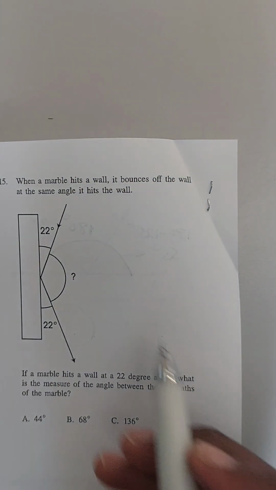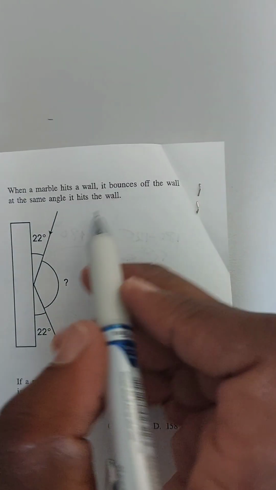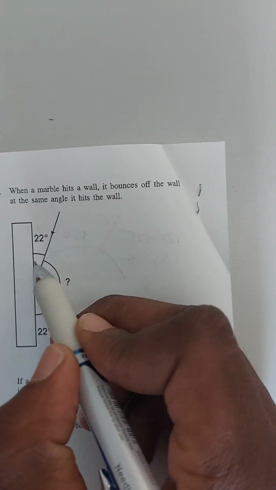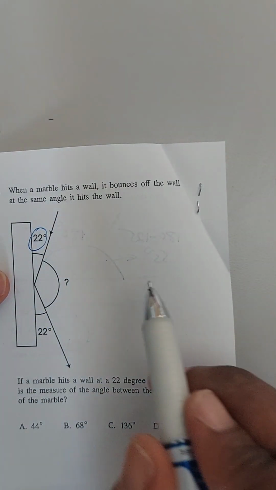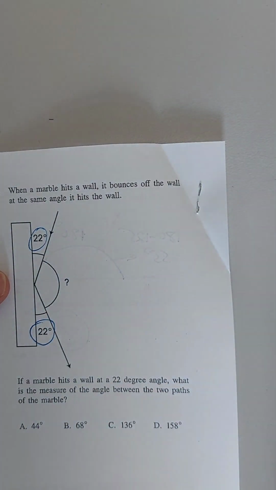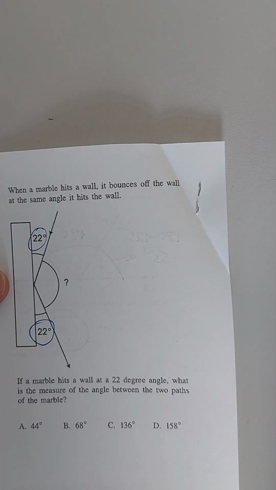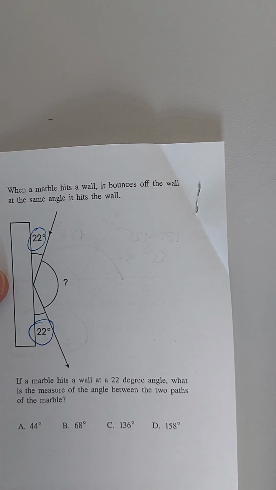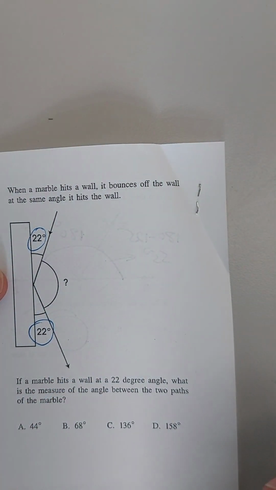We have a straight line, a bar. A marble hits a wall. So a marble hits a wall at 22 degrees, bounces off at 22 degrees, and what is the measure of the angle between the two parts? Okay, we want to measure this angle here, right here.